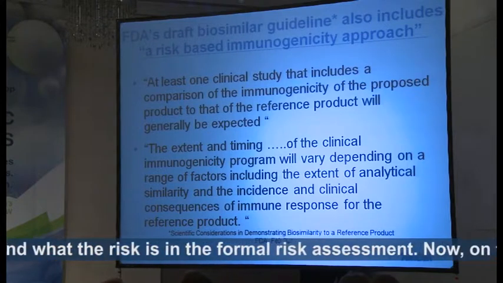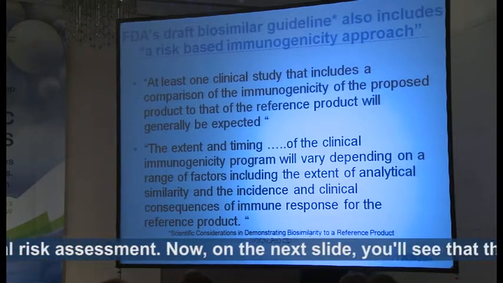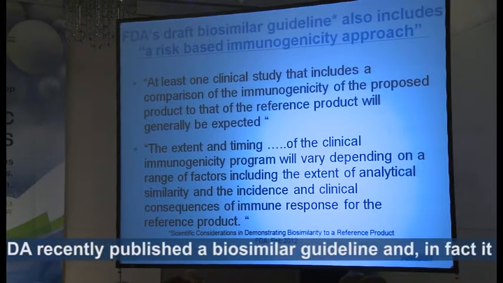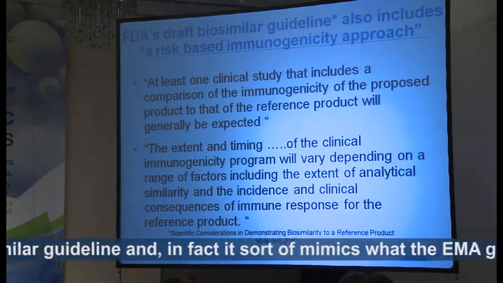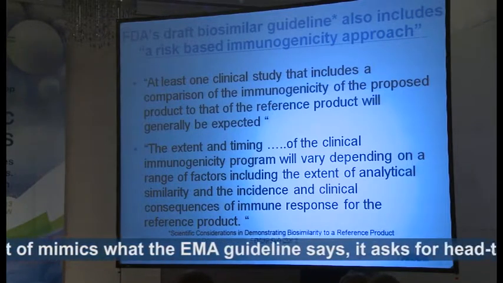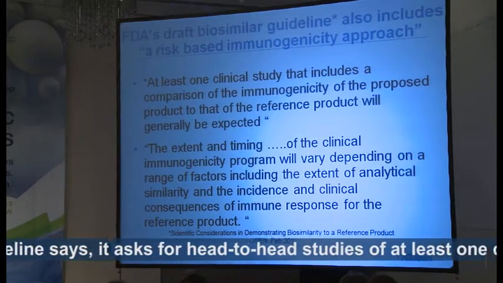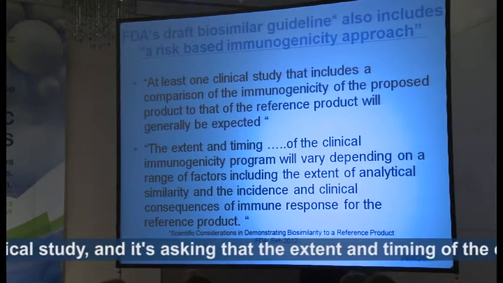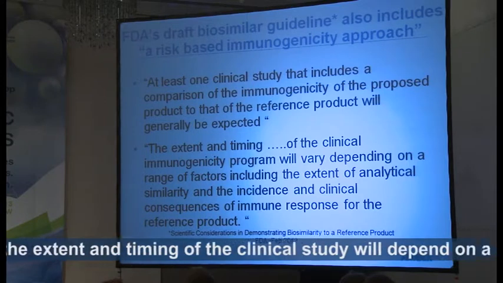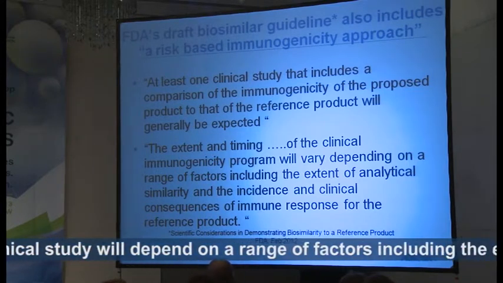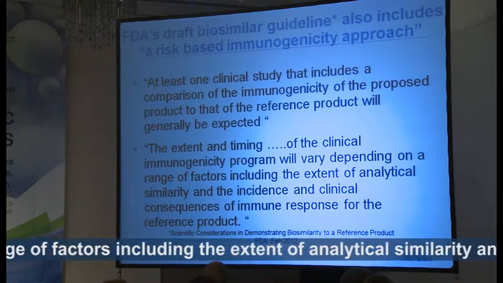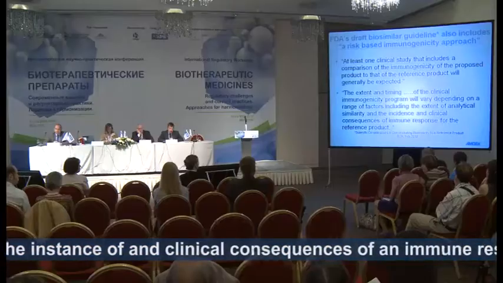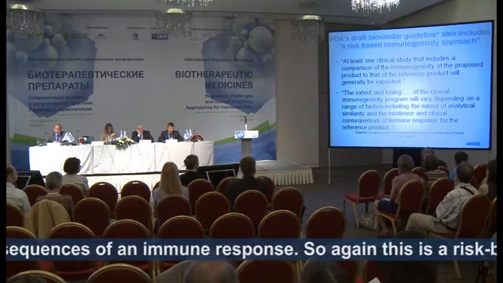Now, on the next slide, you see that FDA recently published a biosimilar guideline, and in fact, it sort of mimics the same things that the EMA guideline says. It asks for head-to-head studies of at least one clinical study, and it's asking that the extent and timing of the clinical study will depend upon a range of factors, including the extent of analytical similarity and the incidence and clinical consequences of immune response. So again, this is a risk-based approach to what type of data the FDA wants to see up front and what will be post-approval in a pharmacovigilance program.